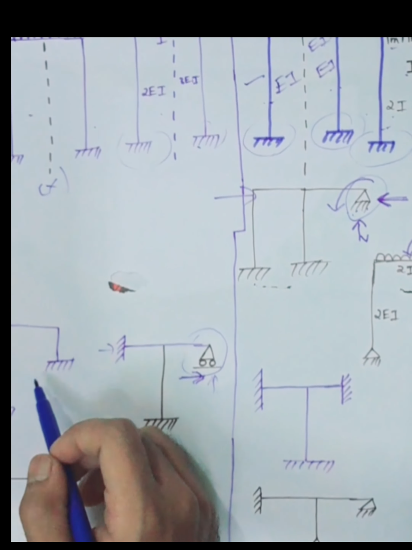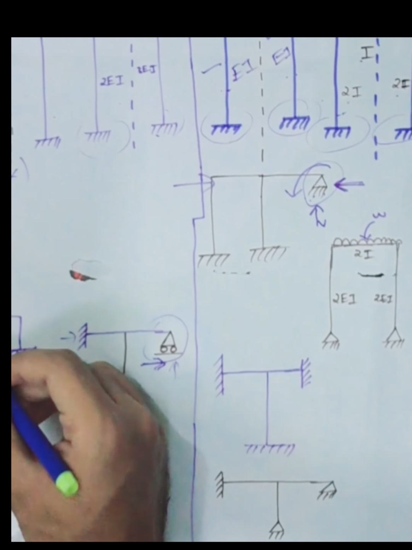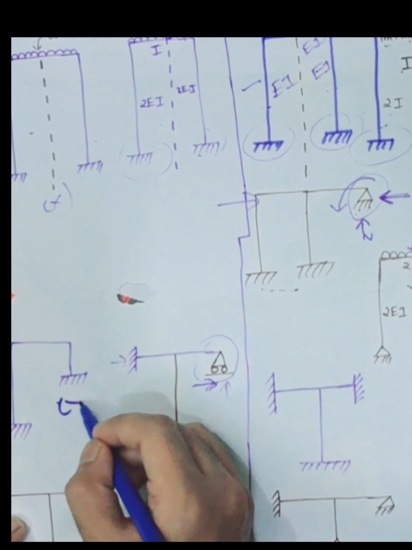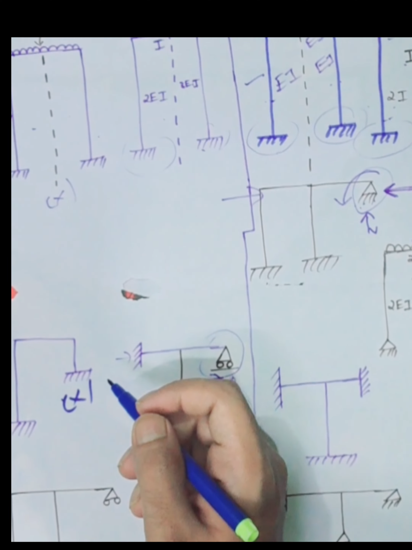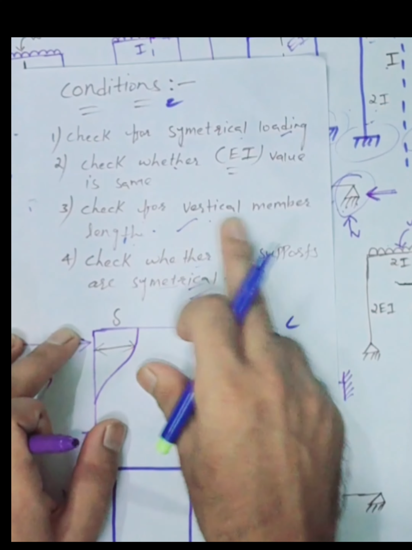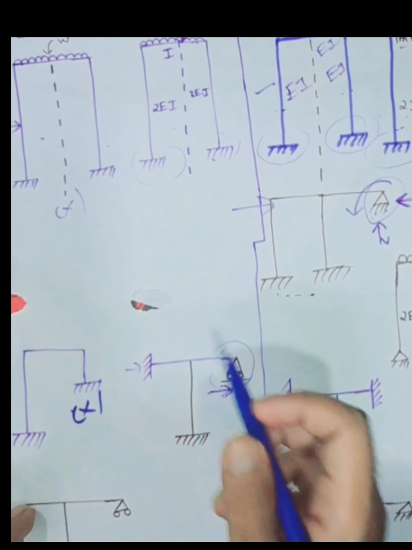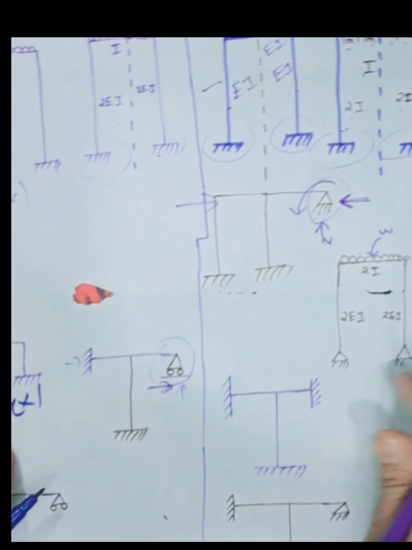Next, coming towards our this one, here what happens, here the unequal length. So check for vertical members length. Here it does not satisfy. See, check for vertical length. Here check for vertical length. The vertical length is unequal. Okay, unequal length, so that's why it is getting sway.